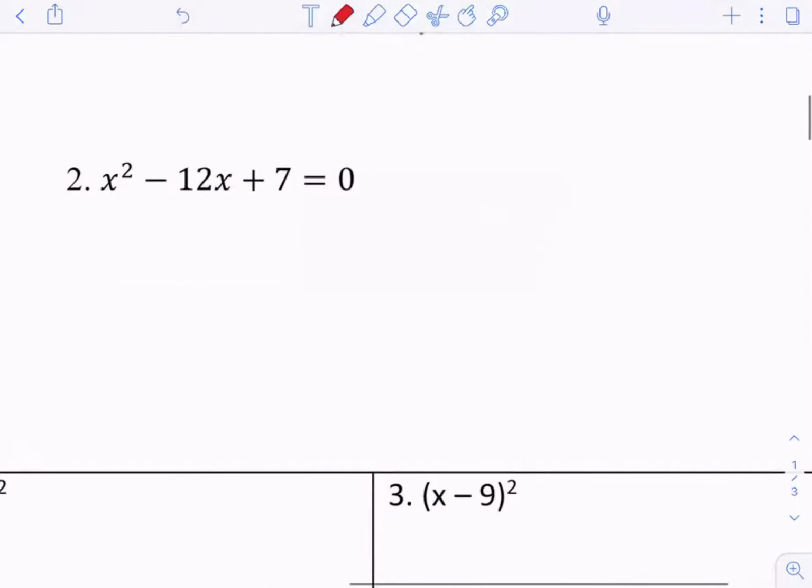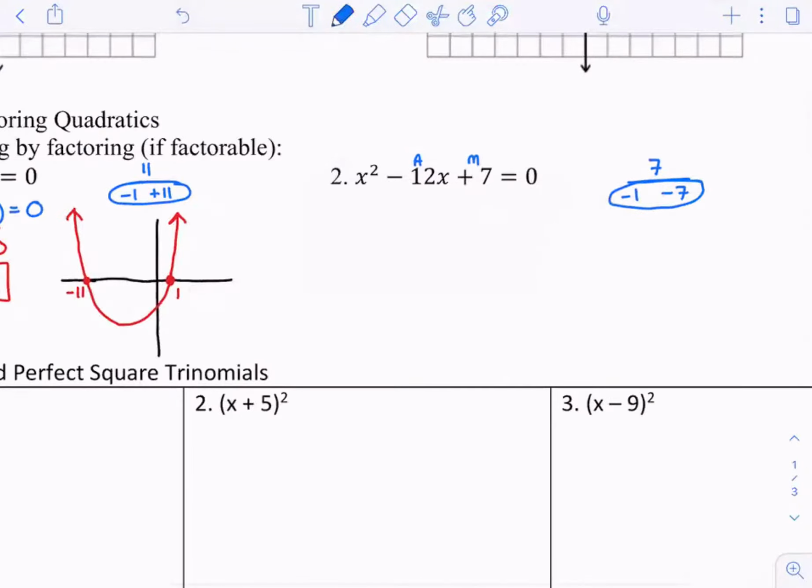So let's try number 2. Again, there's no GCF. I have to see what adds to this and multiplies to that. So I give it a try. It's 1 times 7. There's no other factors here. If they have to multiply to a positive, they have to be the same sign. But if they add to a negative 12, that means they both have to be negative. So if I combine negative 1 and negative 7, do I get negative 12? No. So this one actually is not factorable.